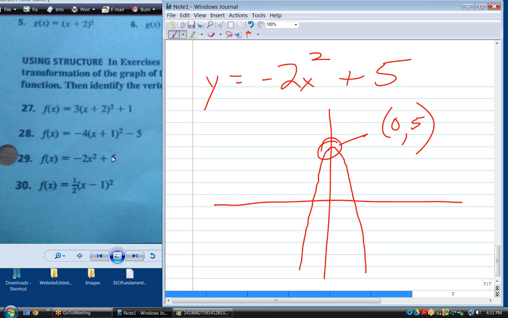And you could read the vertex. In other words, if I say that's in vertex form, well, clearly h is 0 and k is 5.